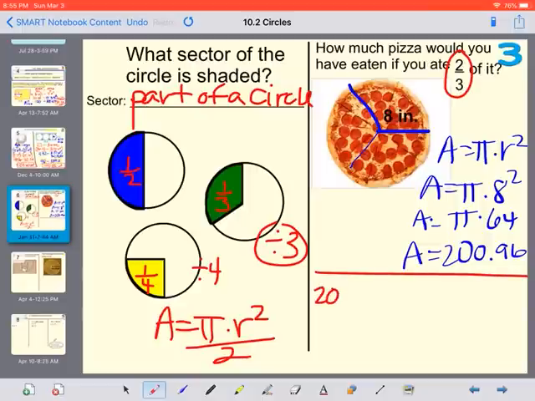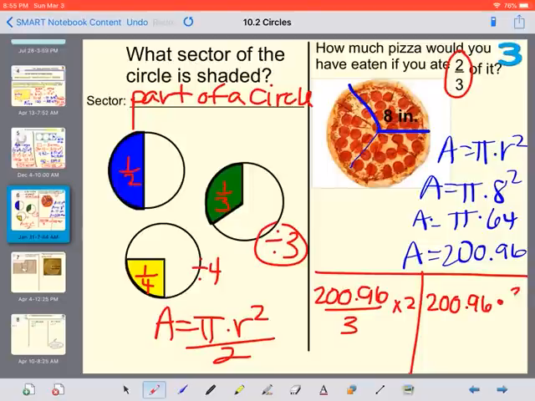We could take 200.96 and divide by 3 to give us 1/3 of the circle, and then multiply by 2. Or we could take 200.96 and multiply by 2/3, because by multiplying by 2/3, we really are multiplying by 2 and dividing by 3. You will get the same answer.